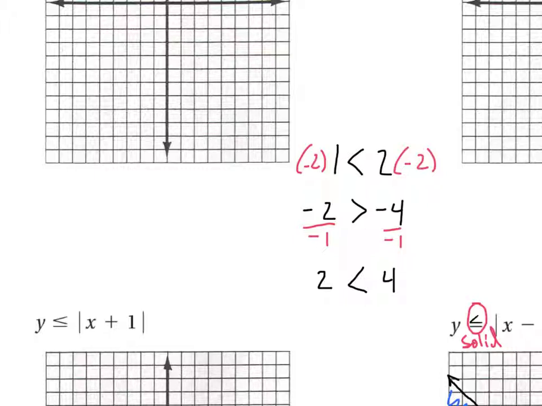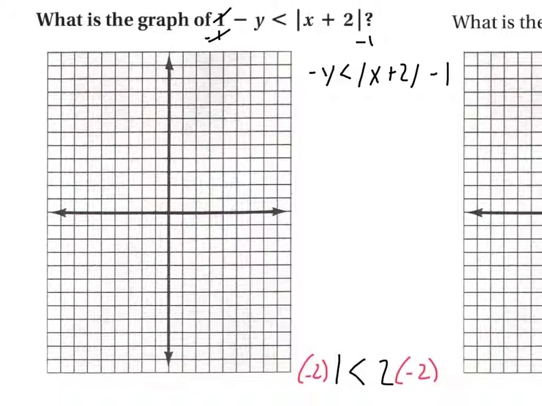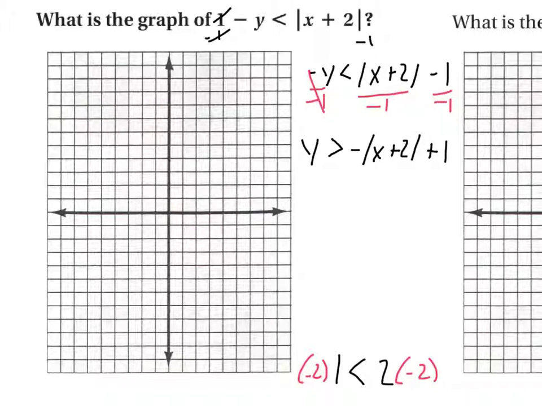If you multiply or divide by a negative number, you have to flip the inequality. You can add and subtract all day long. You can multiply by any positive number, and it will not change the inequality. But if you multiply or divide by a negative number, it flips the inequality. So, looking back at the problem, if we divide both sides by -1, we now have positive y is greater than negative absolute value of x plus 2 plus 1.